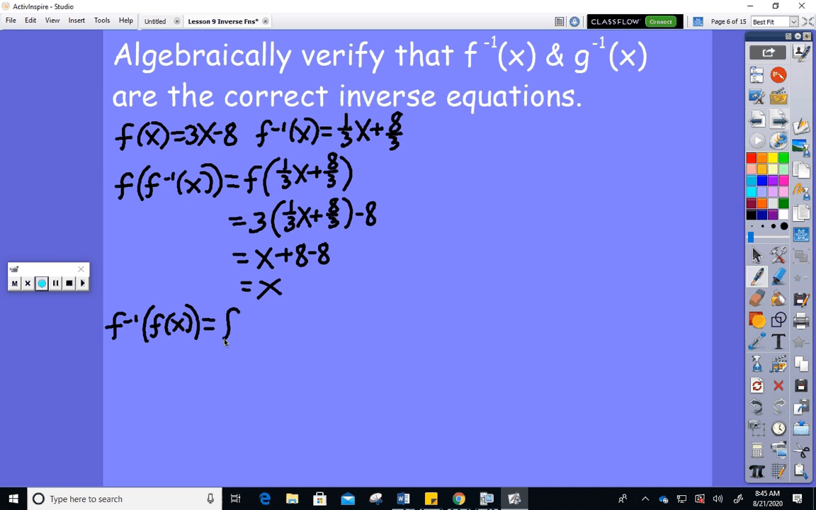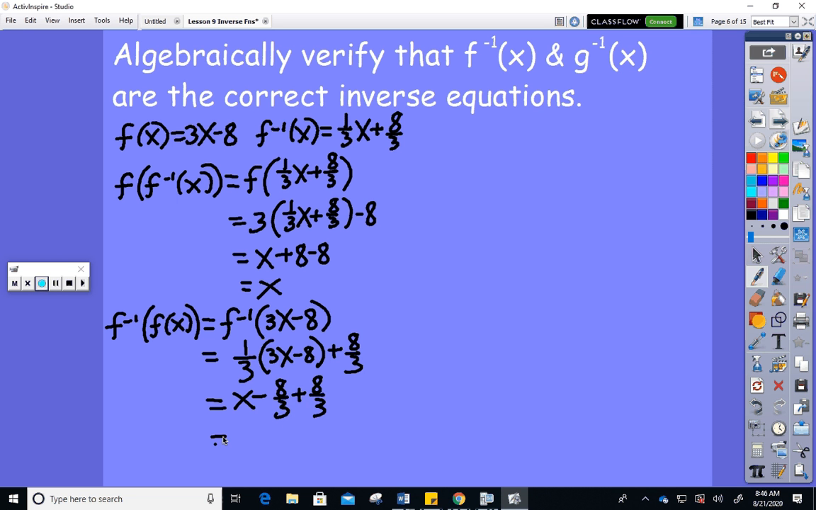So I go the other way. This time my interior function is 3x minus 8. Whenever I plug into f inverse of x, I say 1/3 times whatever I'm plugging in plus 8/3. I distribute. And then the negative and positive 8/3 cancel. And so once again, I have just gone through how to quickly algebraically verify that f of x and f inverse of x are truly inverse functions.